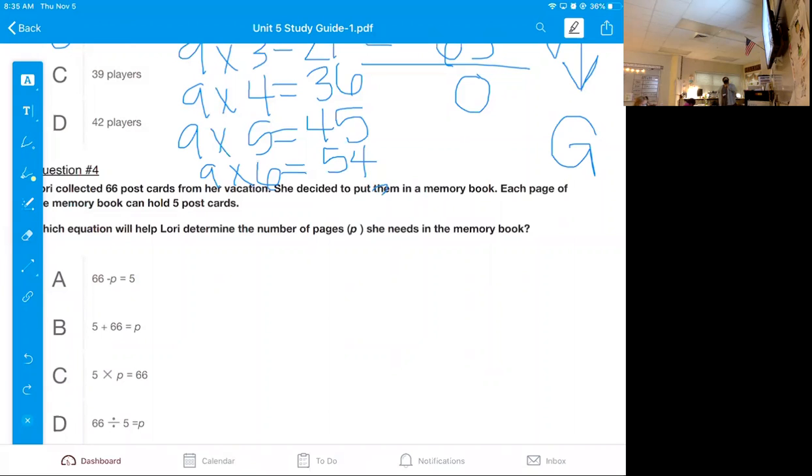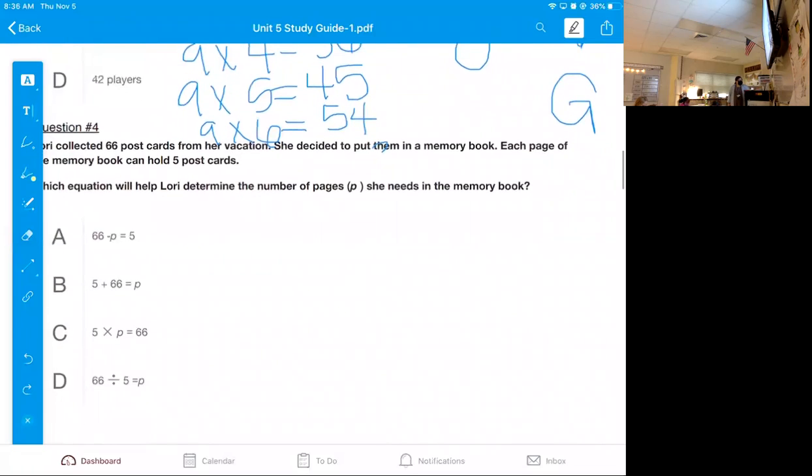So if she has 66 postcards and we want to put 5 on every single page, would we take 66 and subtract something? Would we add something to it? Would we multiply it? Would we divide it? Yes. All right. So your answer for number 4 should have been D. All you had to do on that was decide which equation you would use to solve the problem. You didn't actually have to solve it.